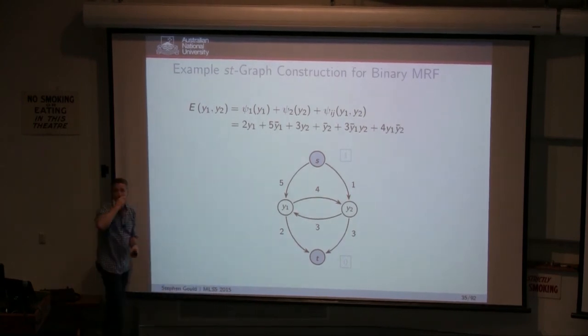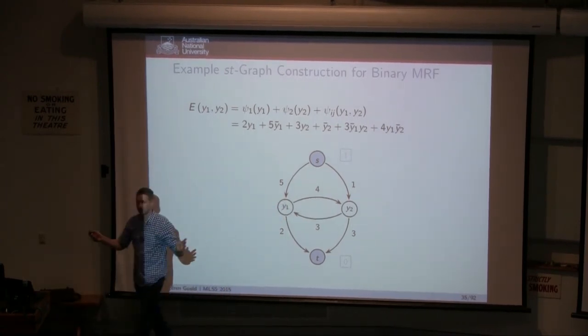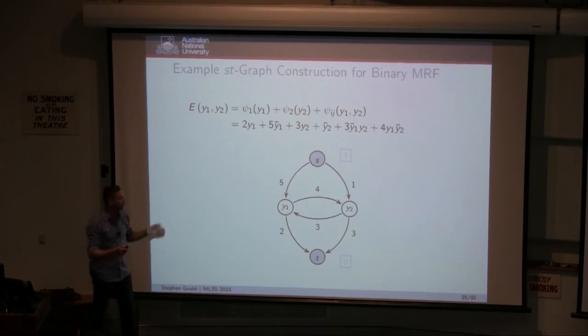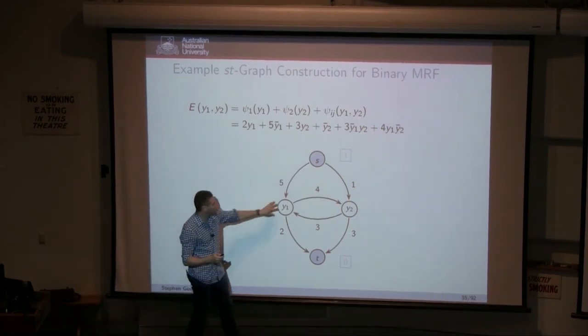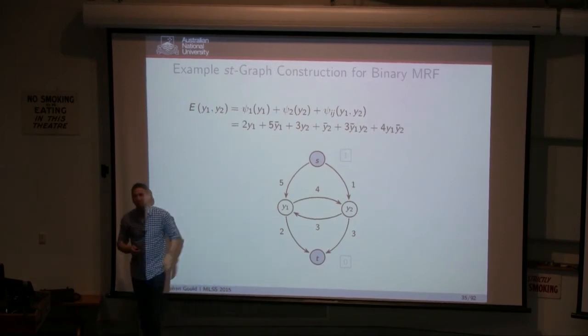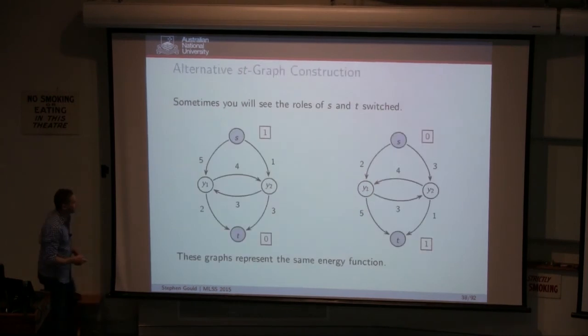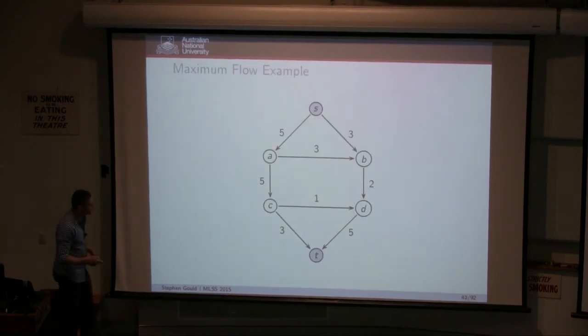But once you've done that for a particular instance of the problem that you're trying to solve, you construct a single ST graph for the entire problem. Okay, so for every pixel in the image, there will be nodes in the graph and they will all be connected. I just draw two here for simplicity. Okay, so let's get on with the algorithm.